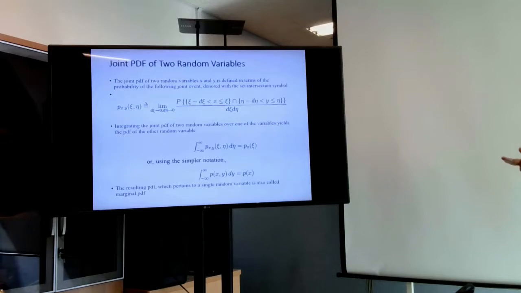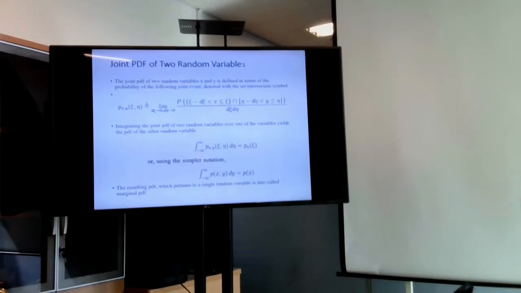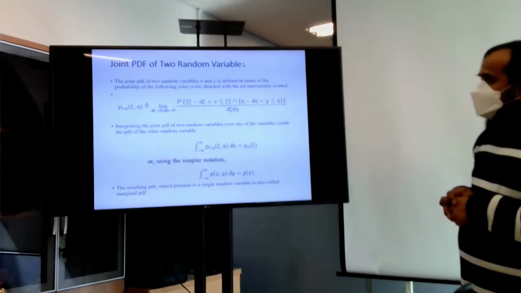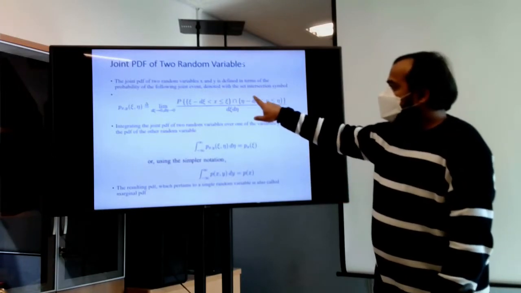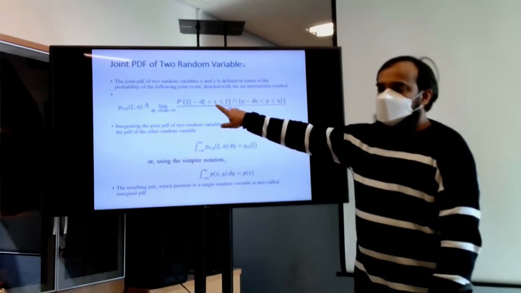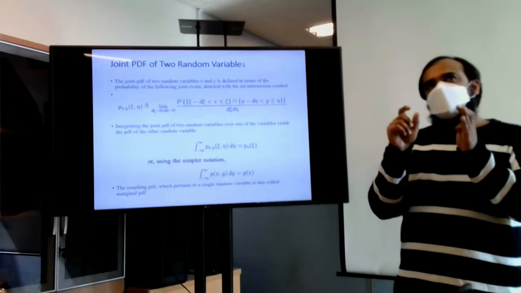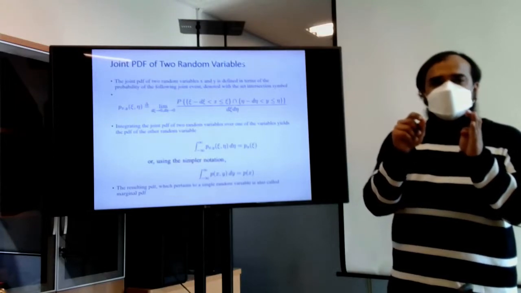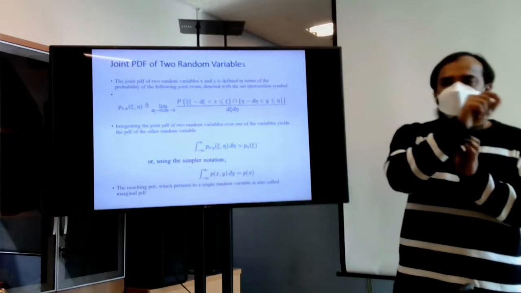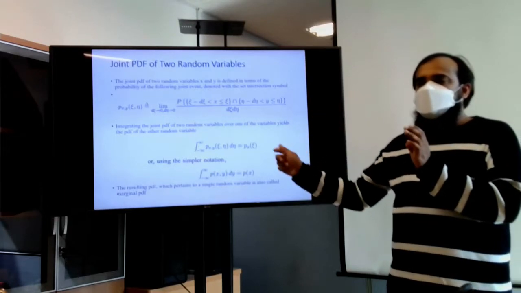Now the joint PDF of two random variables x and y is defined in terms of the probability of the following joint events, denoted with the set intersection symbol. Joint means both events occur at the same time. So this is denoted by the set intersection symbol. Both occur at the same time means if there are two sets A and B, and eta is common, then eta lies in set A and eta lies in set B as well.